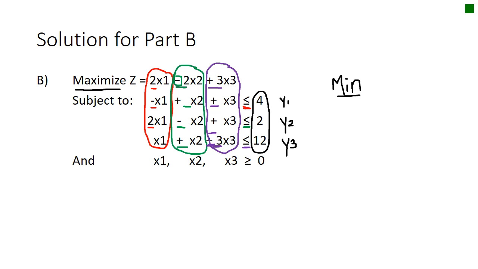And the final thing we need to remember is this "and" down here. That is going to stay the same in regard to this greater than or equal to. So we're going to say y1, y2, and y3 are all going to be greater than or equal to 0. So let's check out if we did that correctly.